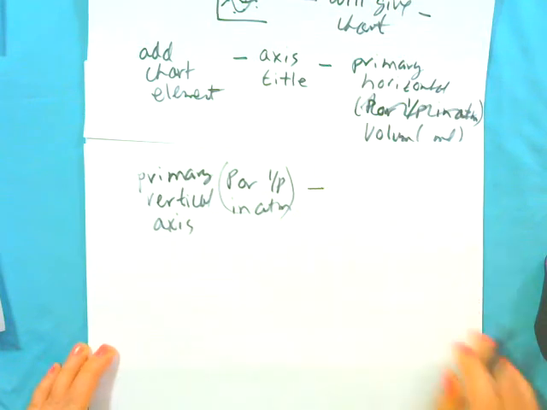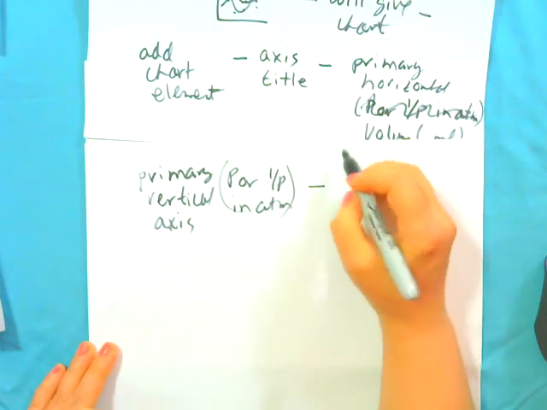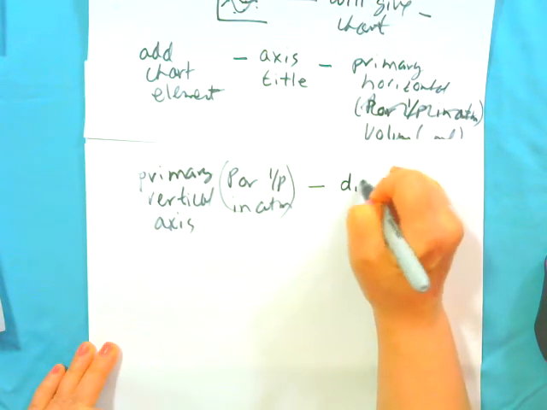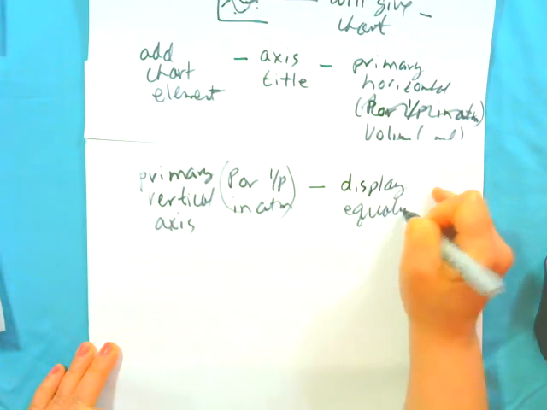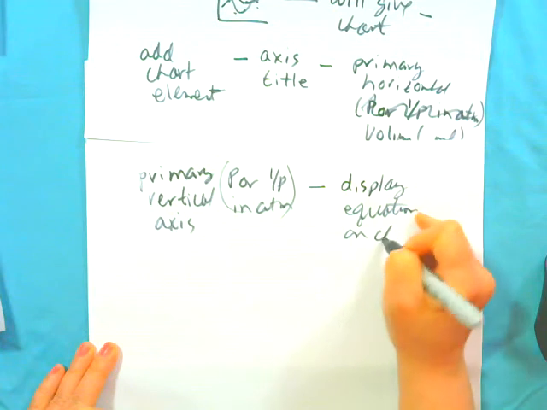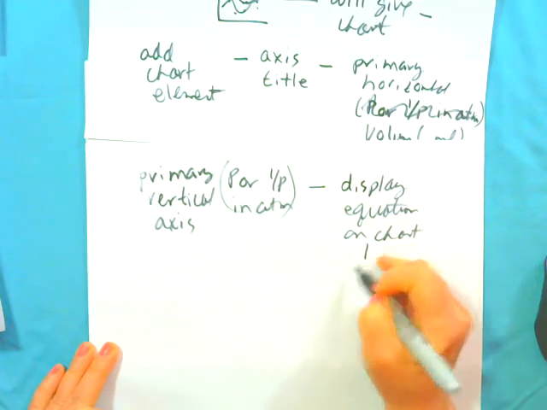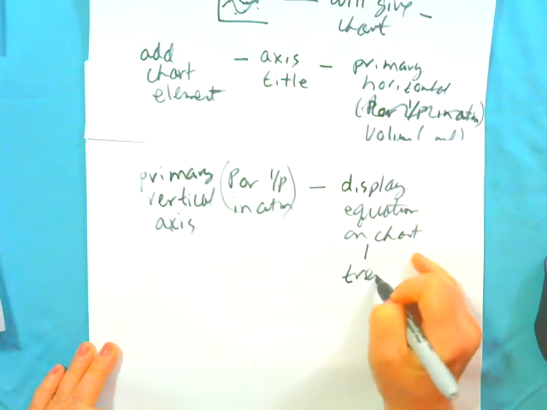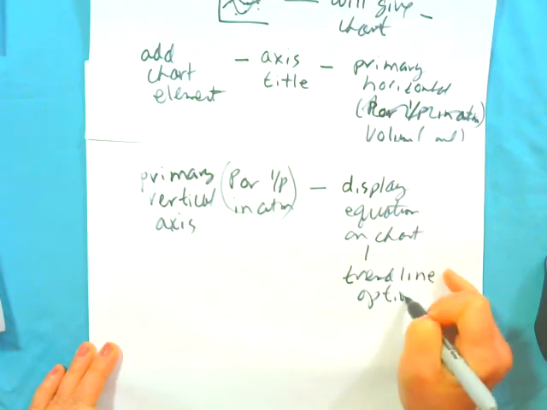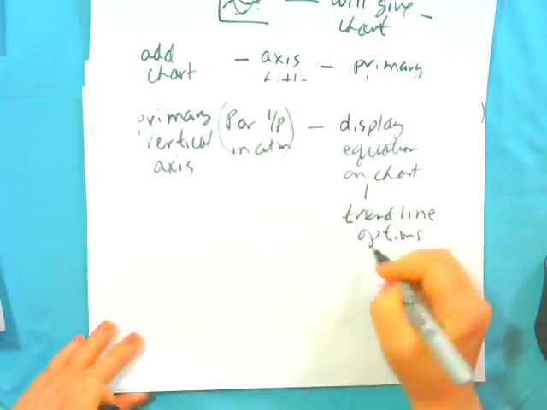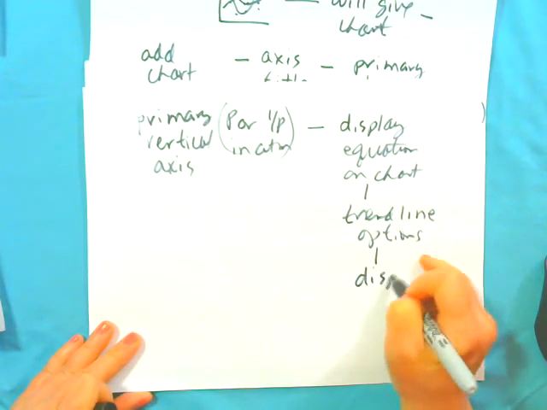And then, if you want, you can put in display equations on chart. And then you can do trend line options, and you can ask to display equations.